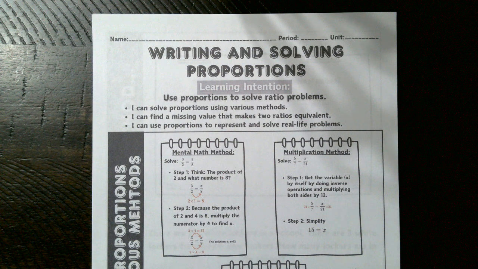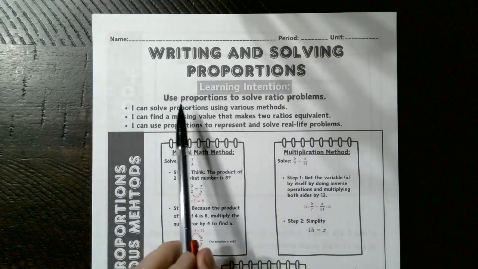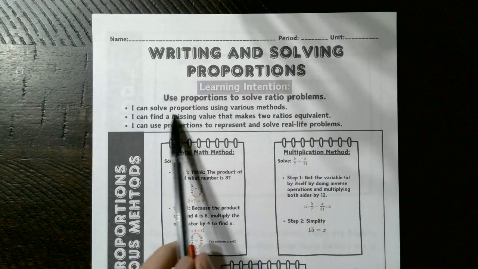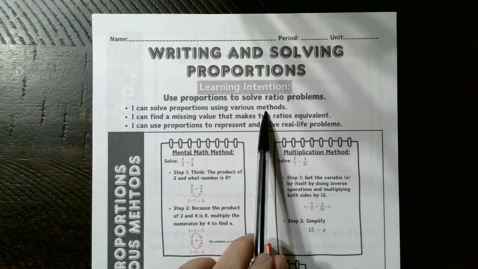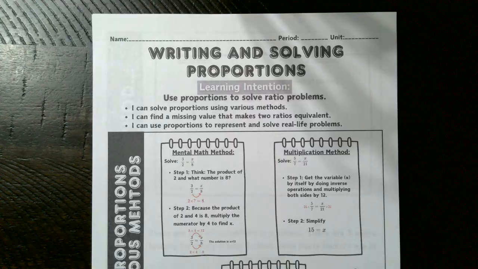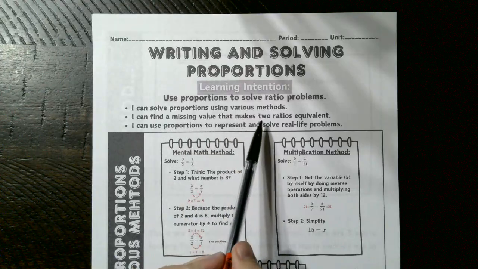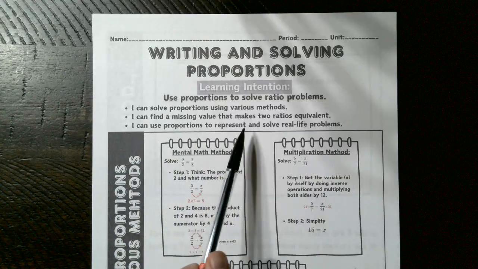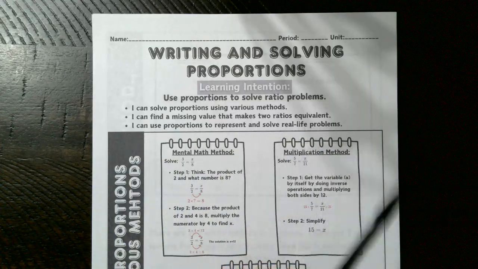All right, Unit 5 again here, writing and solving proportions. So our learning intention is to use proportions to solve ratio problems. You can solve proportions using various methods. You'll know you're successful when you can find a missing value that makes two ratios equivalent, and when you can use proportions to represent and solve real life problems.